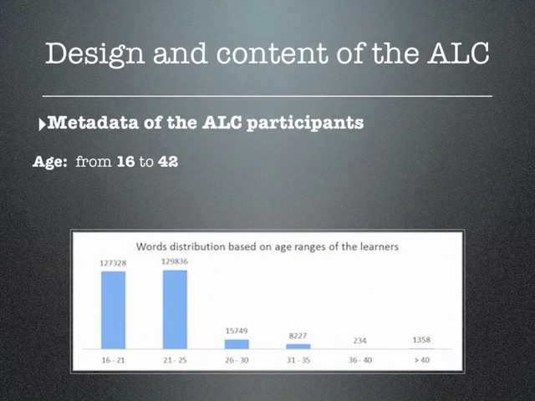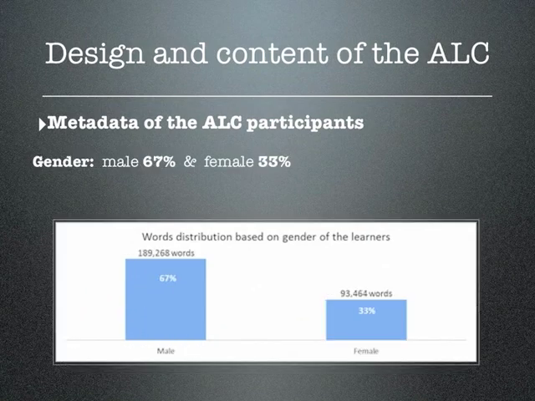Here I'll talk about the corpus content based on the elements of the metadata. So I'll start with the age. Ages of the learners ranged between 16 and 42. However, the majority were between 16 and 25 as shown in the chart. In terms of gender, 2/3 of the participants were males and the rest were females.